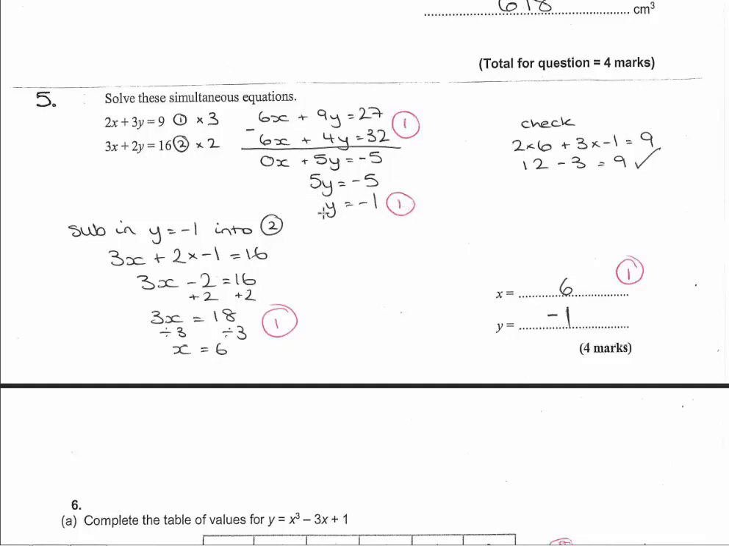Then you get a mark for putting this value into the equation. So take this one here, you just worked out that y is minus 1, and we know that 3x plus 2y is 16. So 3x plus 2 lots of minus 1, because that's what y is, equals 16. 3x minus 2 is 16. Add 2 to both sides. 3x equals 18. Divide both sides by 3. x is 6. So the answer is x is 6 and y is minus 1.